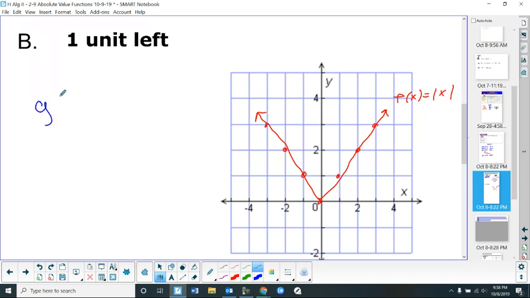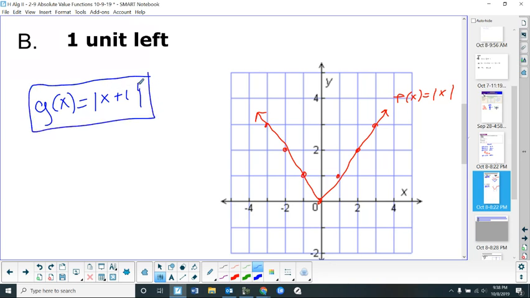If you want to go 1 to the left, remember left is inside the absolute value and left is opposite of what you would think, so it's +1. Here is your equation, and then you just take each of these points and you shift them to the left 1. Notice your vertex was at 0, 0. It's now over here at -1, 0. And then here's the rest of them. So this shifted to the left 1.